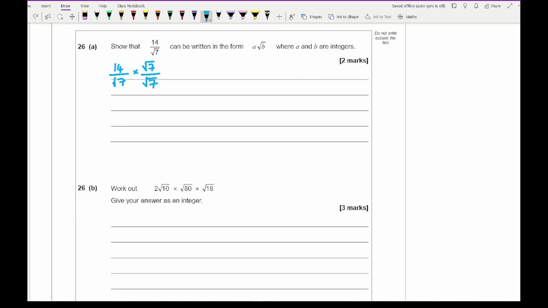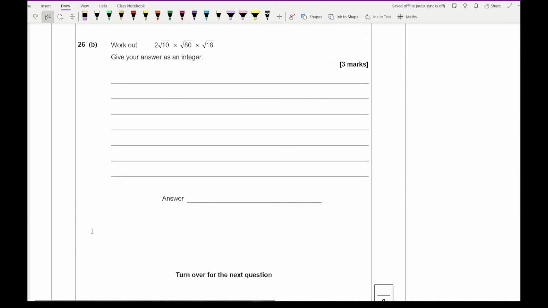Now it's really important that you do write this, because that will probably count as 1 mark. So from this, what we've got is 14 root 7 over root 49, which then becomes 14 root 7 over 7. Then the 14 and 7 will cancel out, so that becomes 2. So the answer then is 2 root 7. Now, do I need to state what a and b are? No, but if you did, it shouldn't really lose you any marks.